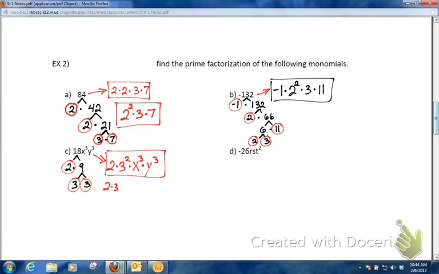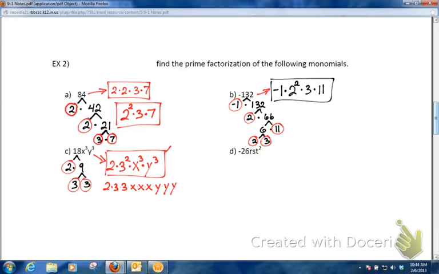Now, obviously you could write out 2 times 3 times 3 times x times x times x times y times y times y. But again, the shorthand version is good enough. You don't need to write it all out like that. You can if you want. I'm not going to count it wrong, but I think 2 times 3 squared times x to the third times y to the third is the easier way to do that.